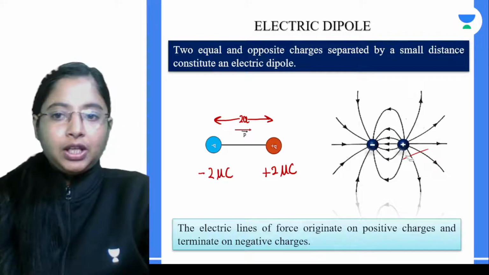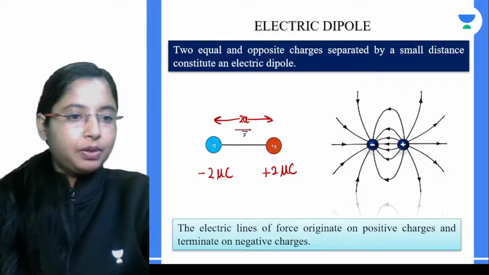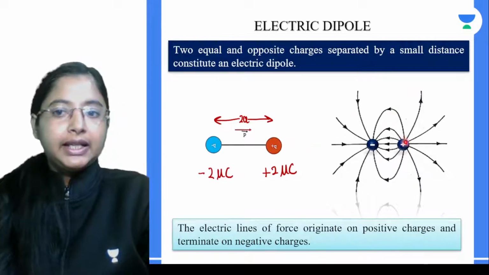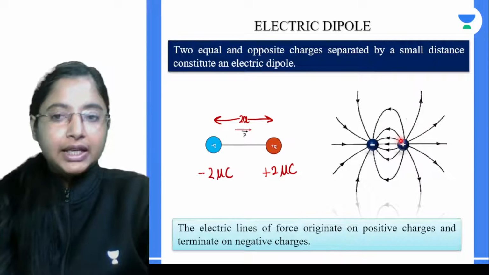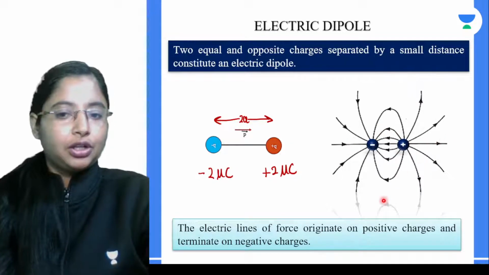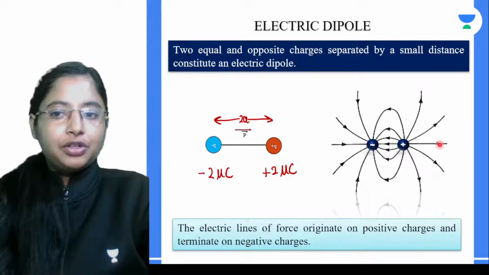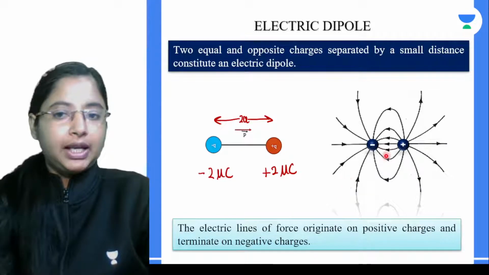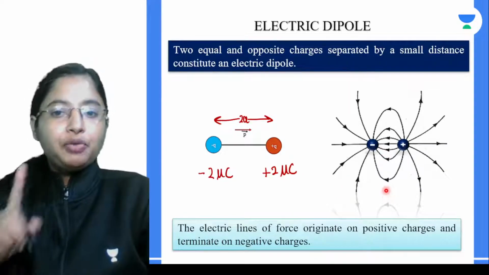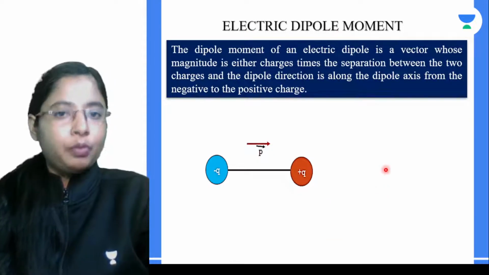Now, when you keep these two charges at some distance, the electric field lines tend to bend. That is, the electric field lines start at the positive charge and end at the negative charge. So now we want to measure the electric field intensity, or the strength of the electric field, of a dipole. Before we do that, we are going to learn one more topic, that is the electric dipole moment.